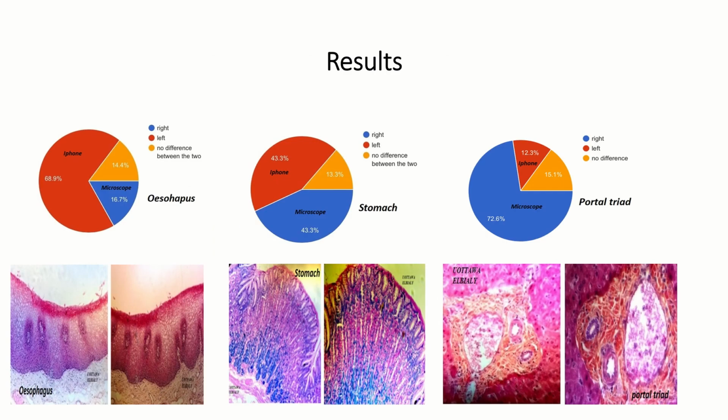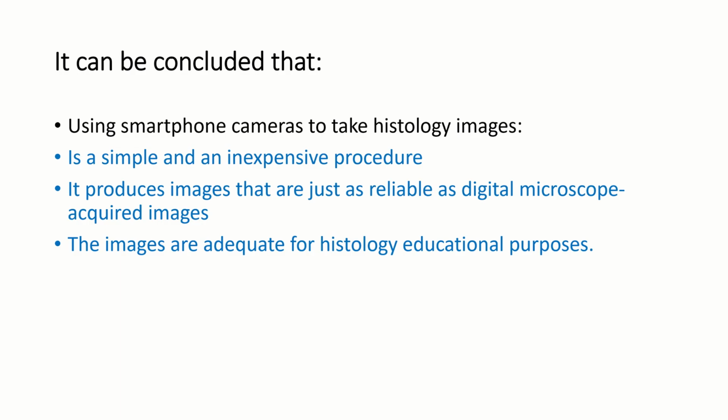In addition, overall both microscope and iPhone-acquired images were equally preferred by the students. 40% of students preferred the microscope, 38% preferred iPhone, and 21.7% were indifferent. Interestingly, iPhone-acquired images were preferred for some tissues, for the esophagus, duodenum, anorectal junction, pancreas, and gallbladder.